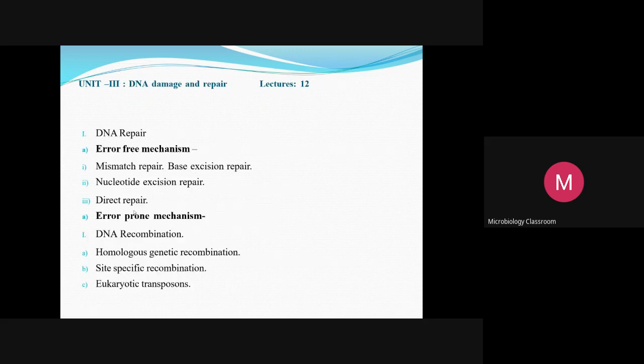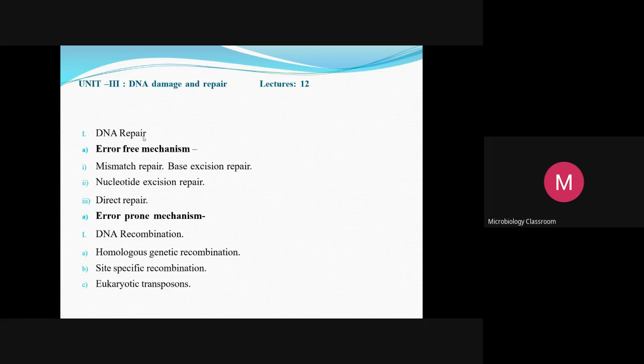Then unit number 3, it is DNA damage and repair. So first is DNA repair, but I think before DNA repair, how the DNA is damaged should be understood by the student. Means before repairing the damage, how that DNA is damaged, and for that the mutagenic agents need to be explained before the repair mechanism.